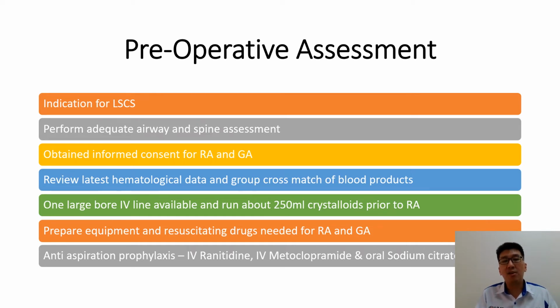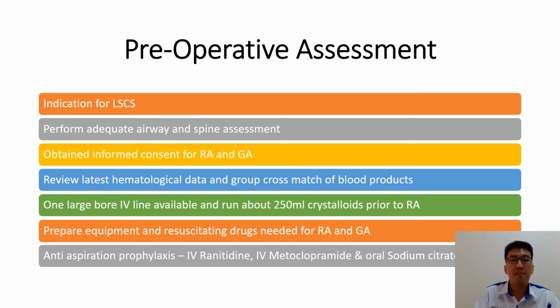Review the latest hematological data, such as the level of platelets and hemoglobin, and of course we want to cross-match blood products such as packed cells or any DIVC regime in the case of patients with low platelets or coagulopathy. The patients must have at least one functioning IV line, and we must run at least 200 ml of crystalloid prior to the performance of spinal anesthesia or epidural anesthesia, so that the blood volume is adequate to prevent hypotension.